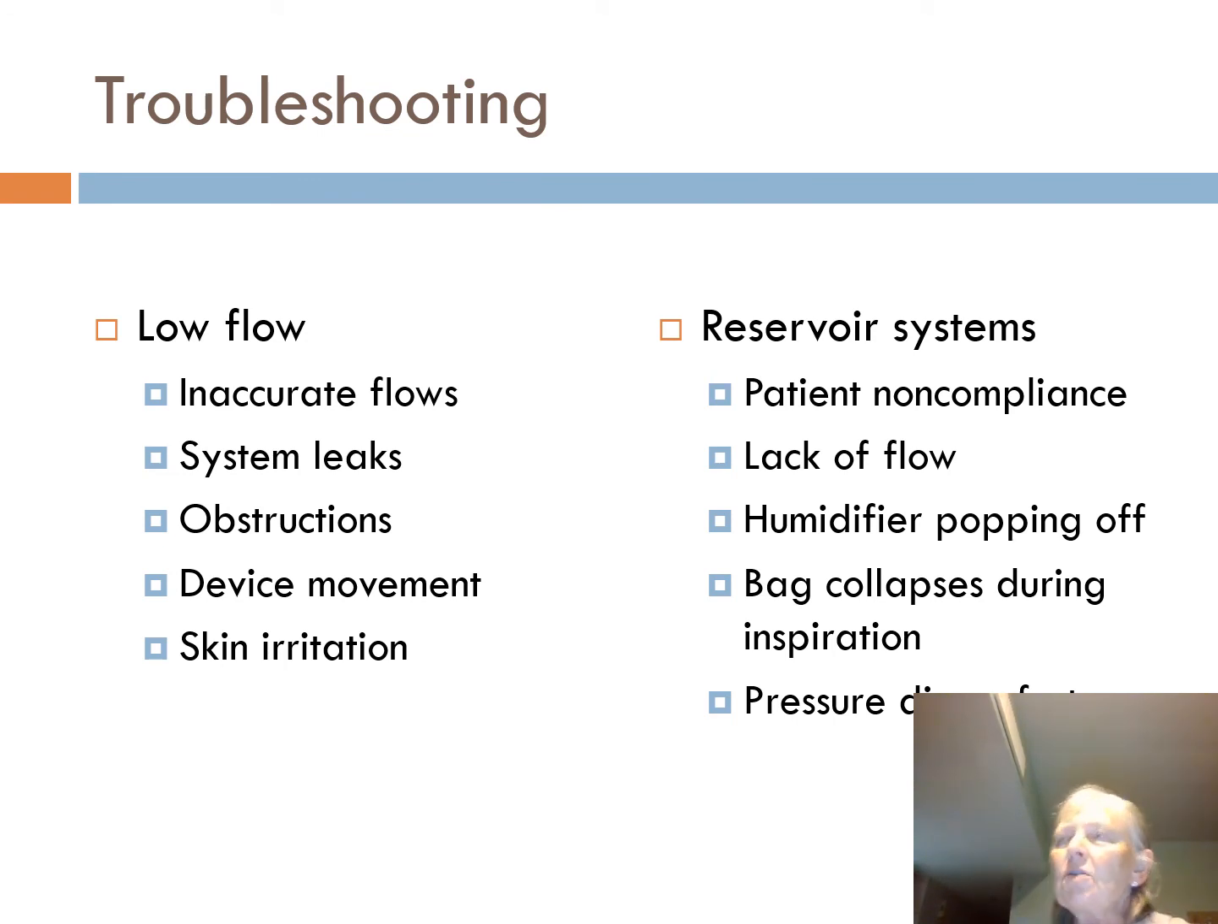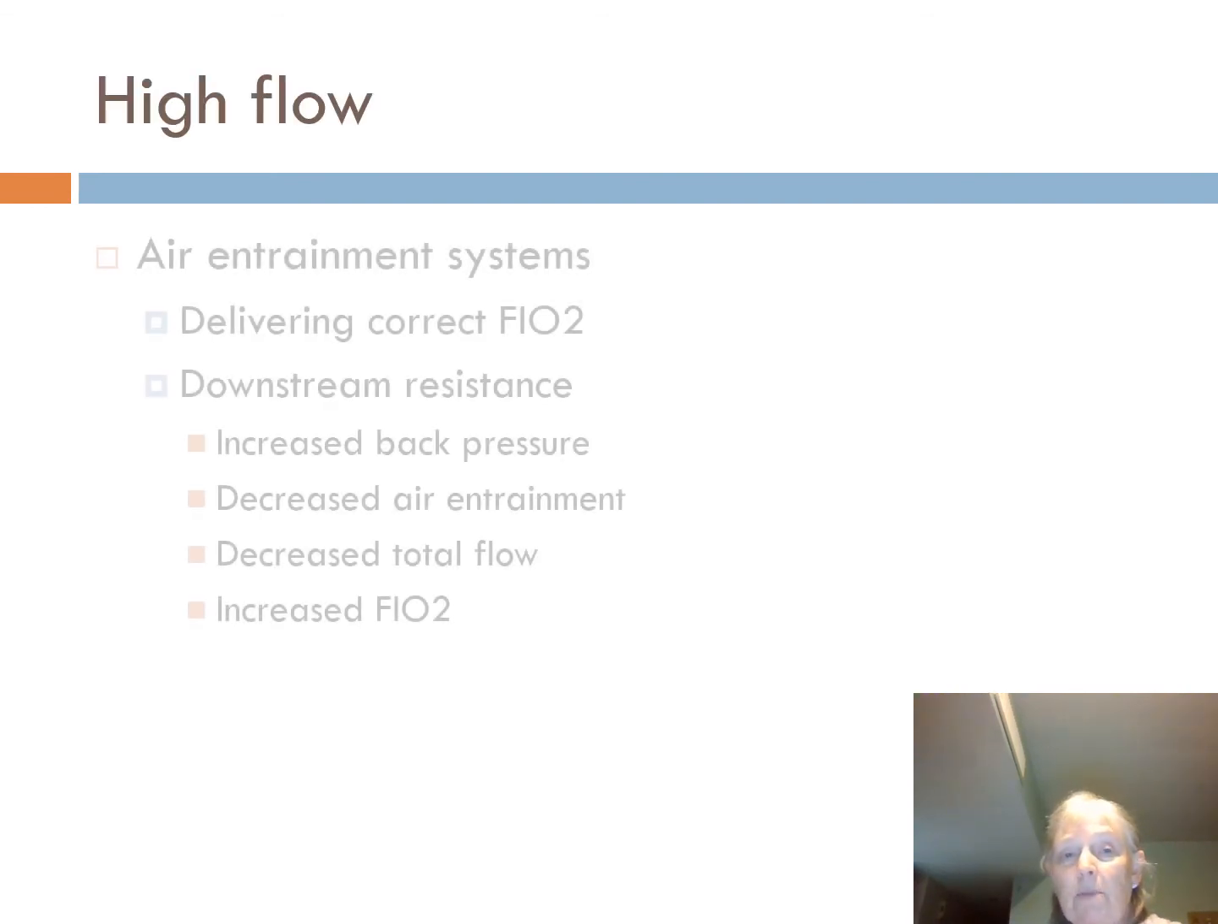The reservoir systems, patients do not like masks. They're hot, they're claustrophobic. Unless they're pretty out of it and they really need them, then we can use those masks. Lack of flow, if that flow meter gets turned off or disconnected, we have a problem. When we try to put humidifiers on some of these, they start to pop off. The bag collapses because we don't give them enough flow. And then pressure discomfort is also another one that we see with them.